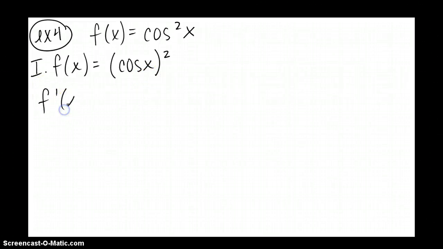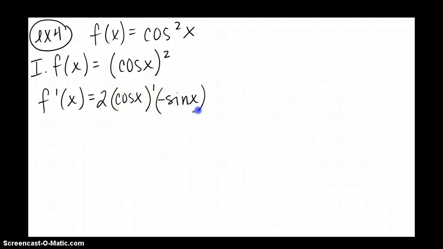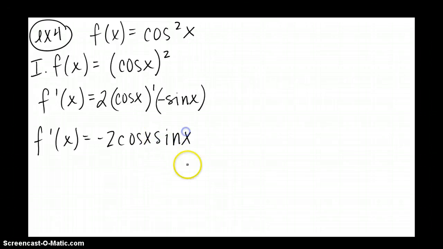So by the chain rule, working from the outside in, my outermost function is my squaring function. 2, bring the 2 out front, subtract 1 from the original. What was the base of the exponent? The cosine of x. Then I have to multiply by the derivative of cosine, which is negative sine of x. So -2 cosine x sine x.